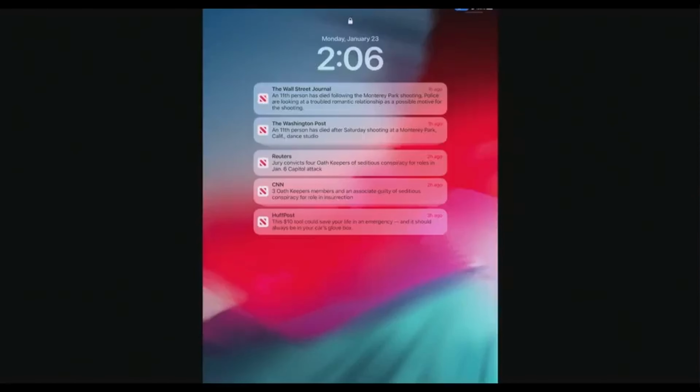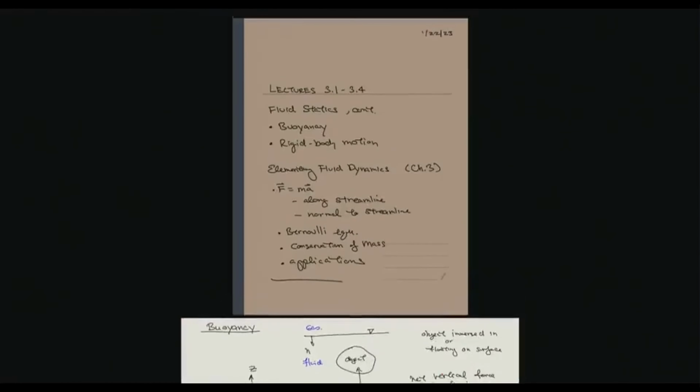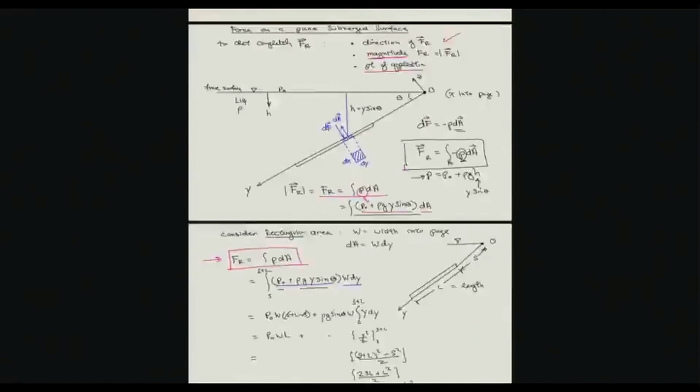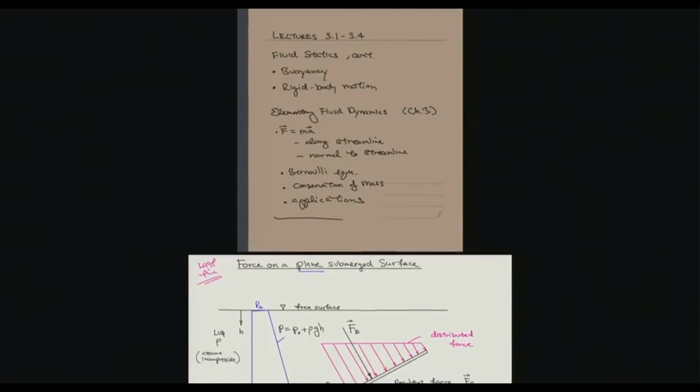for the lectures. And also because we went over a very important topic, evaluating forces on submerged objects, I decided to start off by going over an example problem.